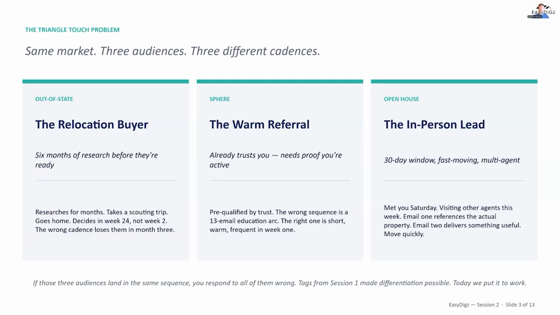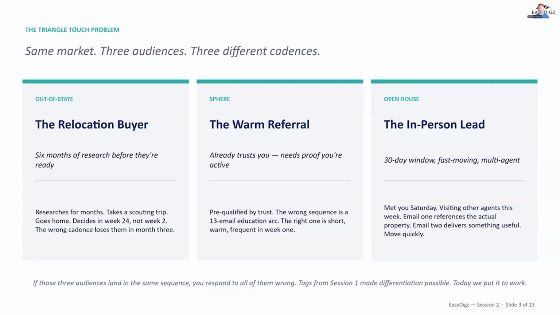If you contrast that with, like I was saying, your brother-in-law, they already know that you're an expert. They don't need education about the triangle. They just need proof that you're active and reliable and that you can consistently give them information that is relevant to their home search. If you give them the same sequence as you did that out-of-state buyer, you're showing both of them that you're not paying attention to their needs and you're likely to lose all of your business. These are going to end up being different touch cadences and different messages. We'll show you some of that in the back end on how you can set that up.